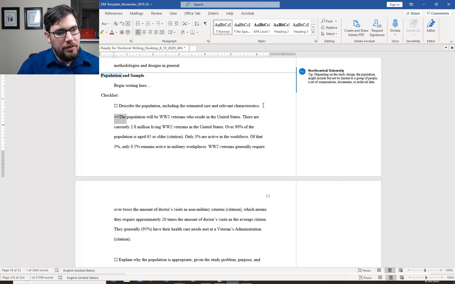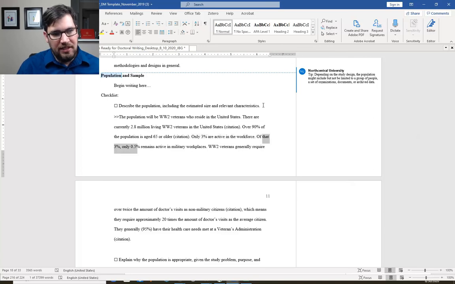So, describe the population, which we did. We're going to give an estimate. We want citations for every piece of information. So we're trying to say, here's how many people we could pull our sample from. Here's an age-related thing, which could be important. If they're older, we might have some consent issues. If they have some dementia or cognitive impairment, only 3% are active in the workforce. That may or may not be relevant.